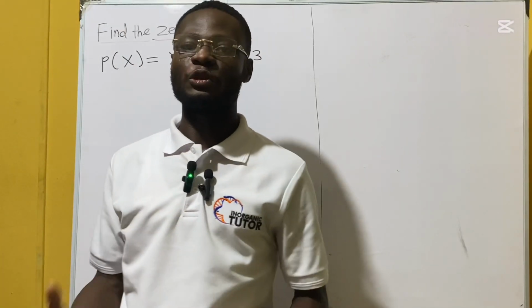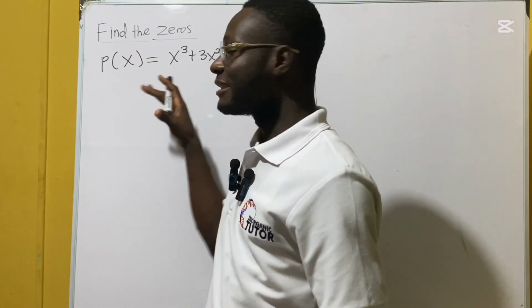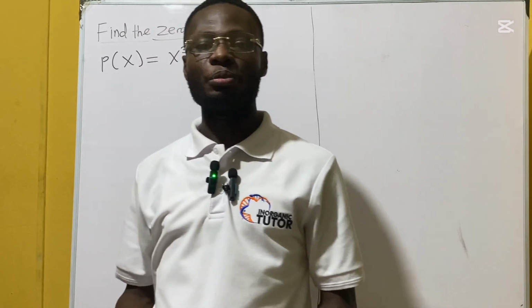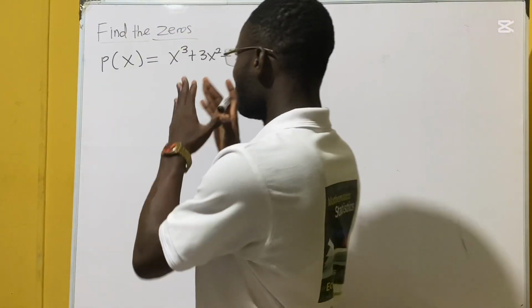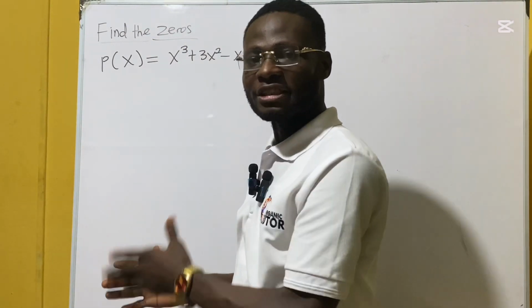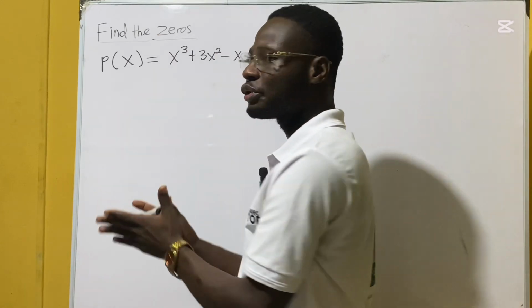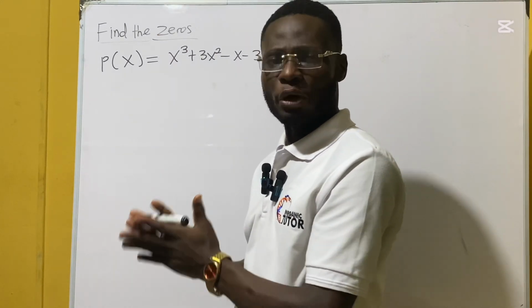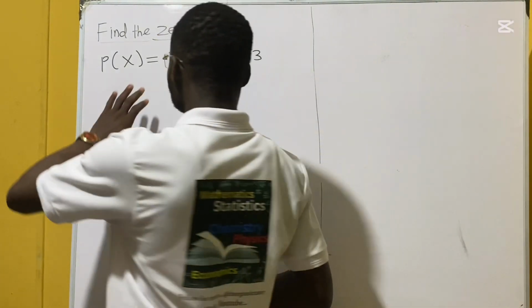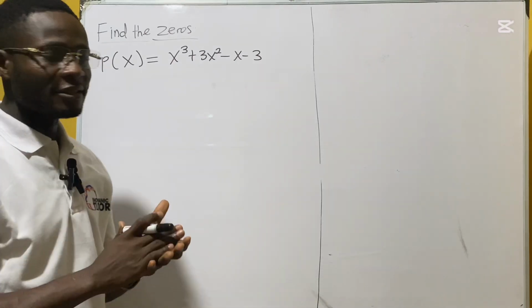In this tutorial, we are going to look at how we can find the zeros of a particular polynomial. Okay, so this is the problem. Let's dive into it and look at how we can find the zeros given a particular polynomial function. So this is how we're going to do it.